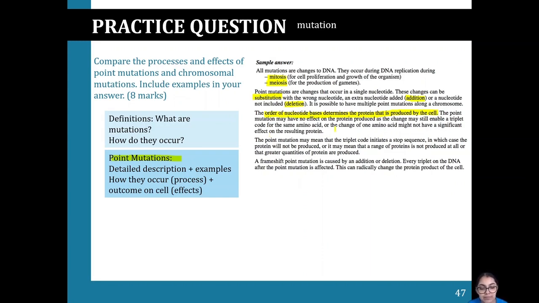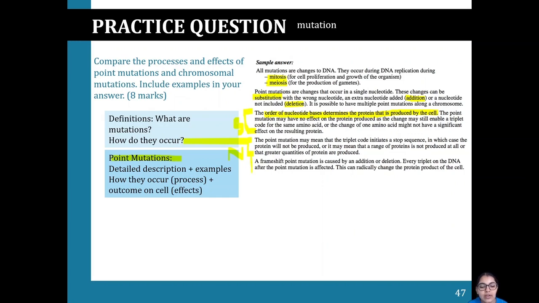Can you identify which type of effect they're talking about here? It may have no effect, and so they're talking about the silent effect here. So that's silent. The point mutation may mean that the triplet code initiates a stop sequence, in which case the protein will not be produced. It may mean that a range of proteins are not produced at all, or that greater quantities of proteins are produced, and that will be nonsense mutation.